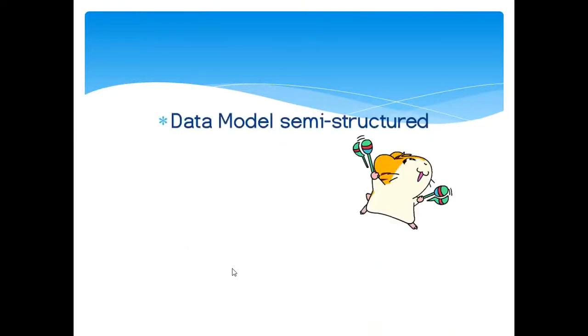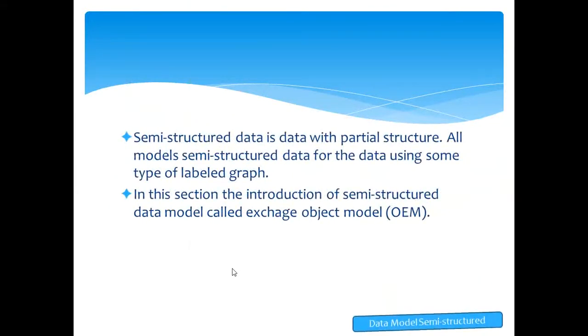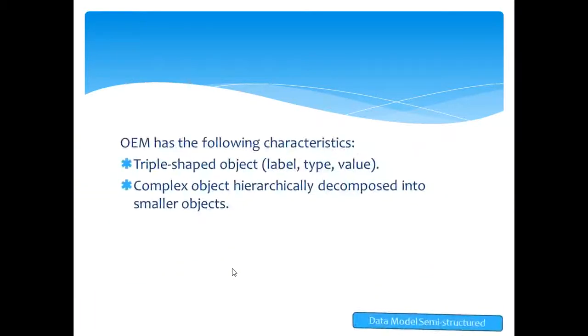And the last subject, semi-structured data model. Semi-structured data is data with partial structure. We model semi-structured data using some type of labeled graph. In this section, the introduction of the semi-structured data model called the Object Exchange Model, or OEM. OEM has the following characteristics. The first is a triple set object: there are label, type, and value. And the second is a complex object hierarchy, because objects are decomposed into smaller objects.